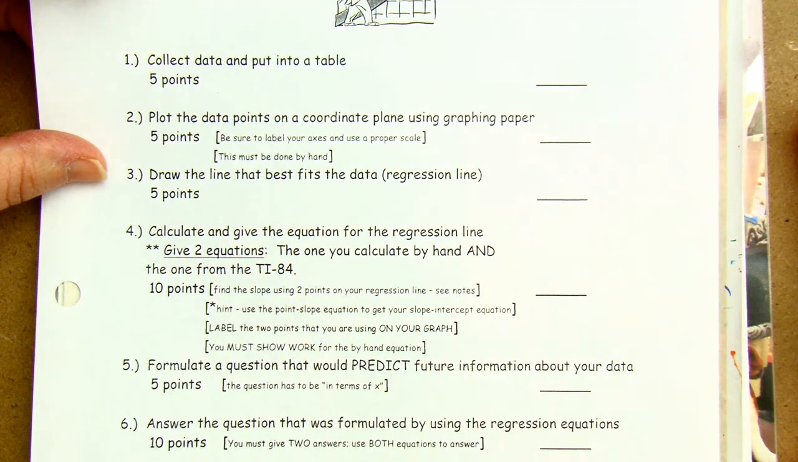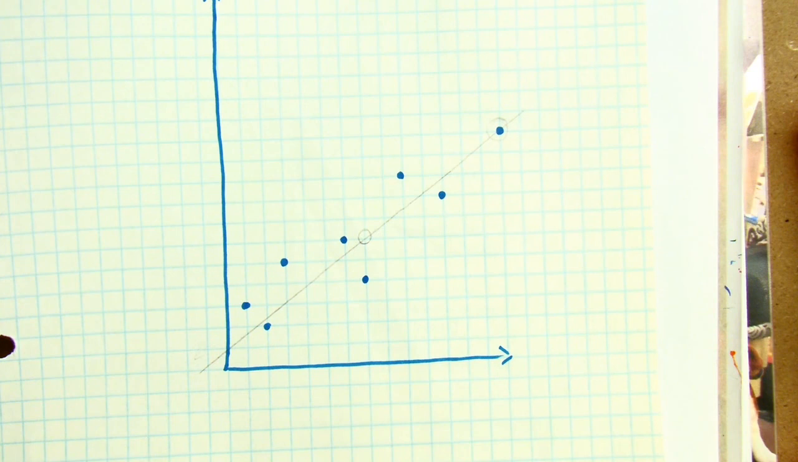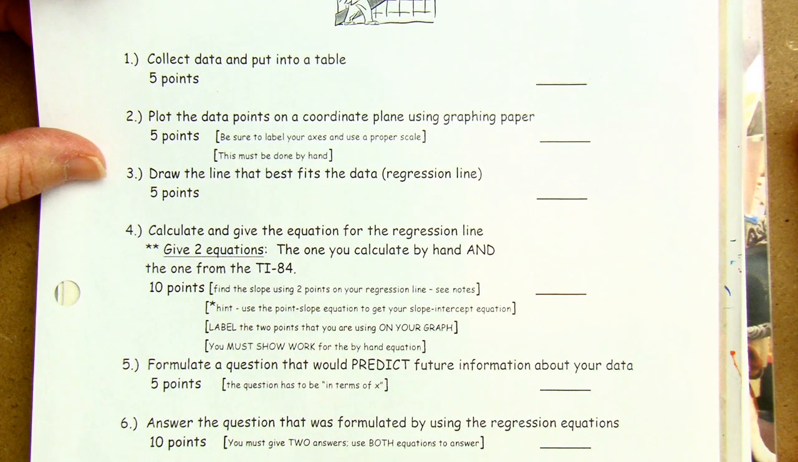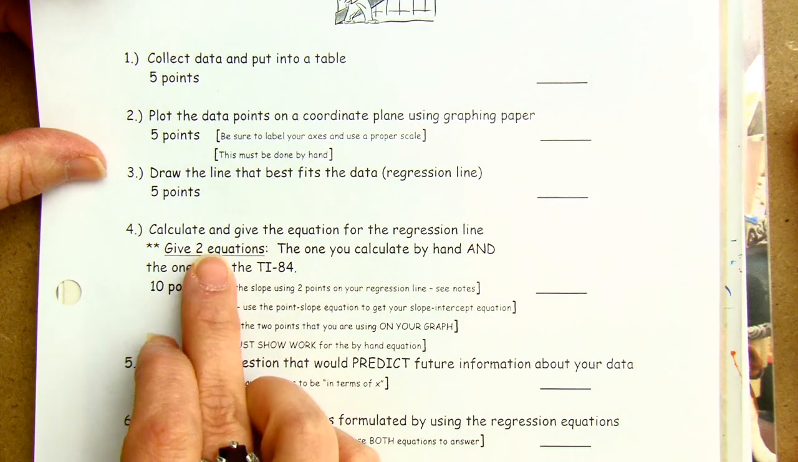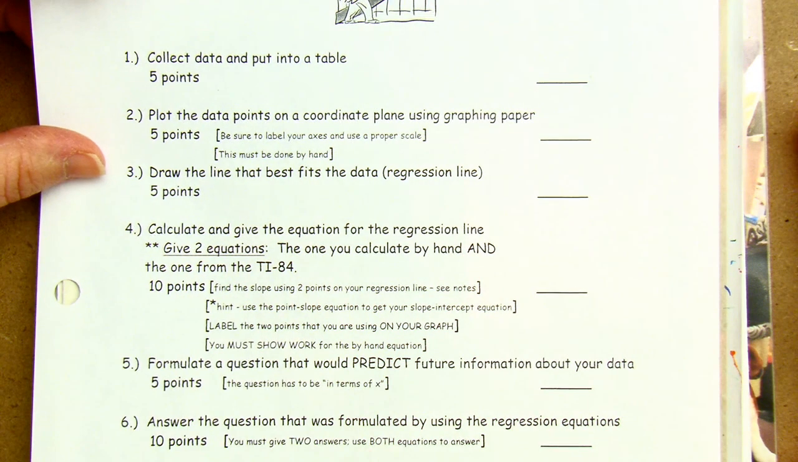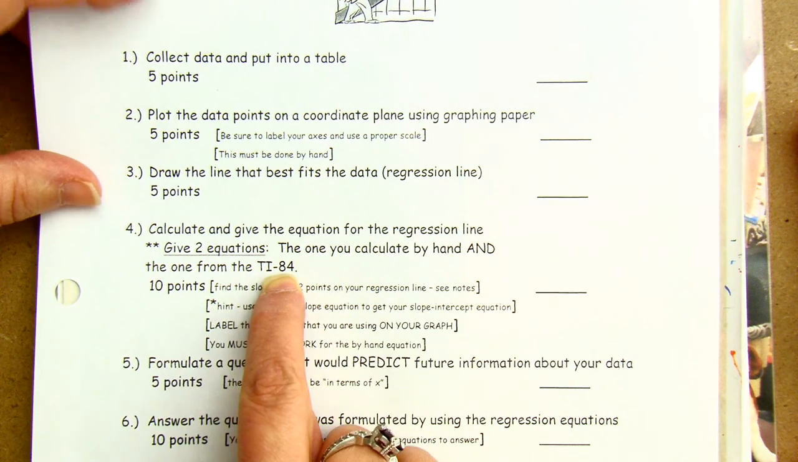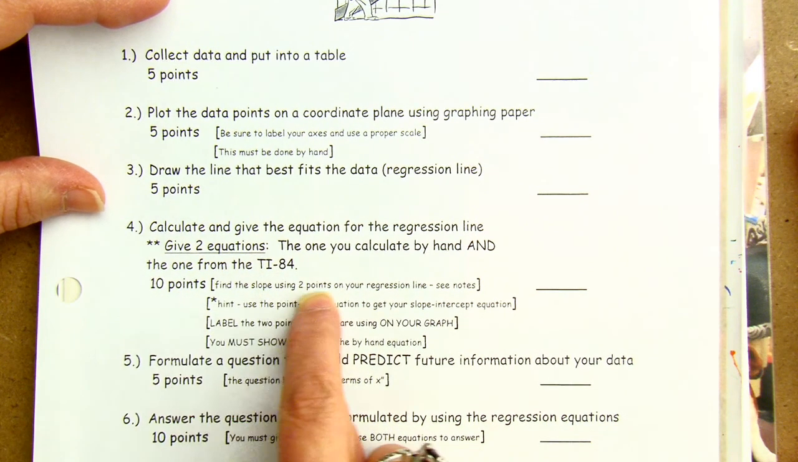Okay, if your scatter plot has a pretty positive slope and you draw a line with a negative slope, well, there would be something wrong there. So make sure that you're drawing your regression line properly. This part here, you have to give 2 equations. You're going to calculate and give the equation for the regression line. You're going to do one by hand, just like we did in the video before this one, and the one from the TI-84, just like we did in this video. That's 10 points.